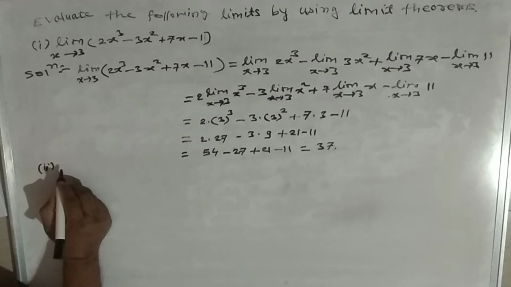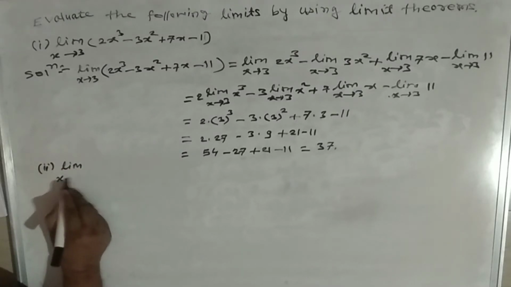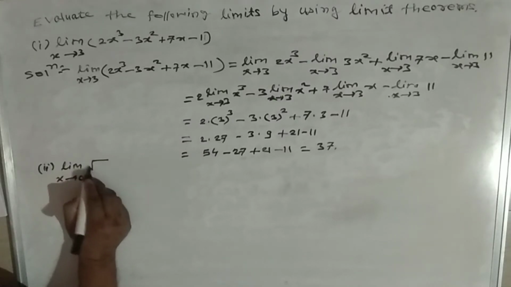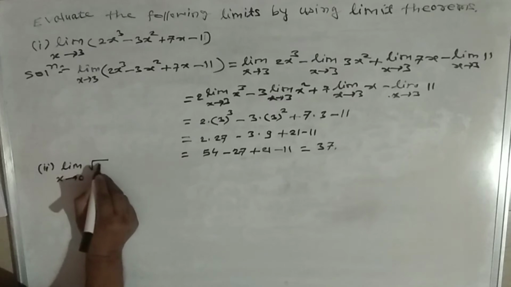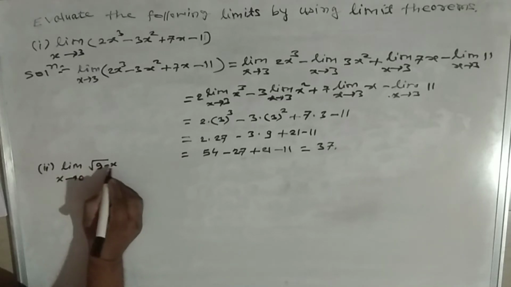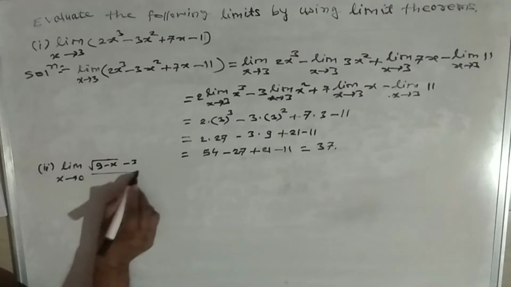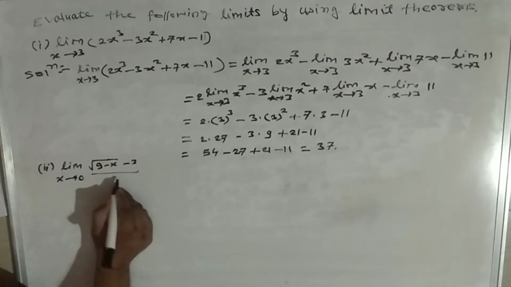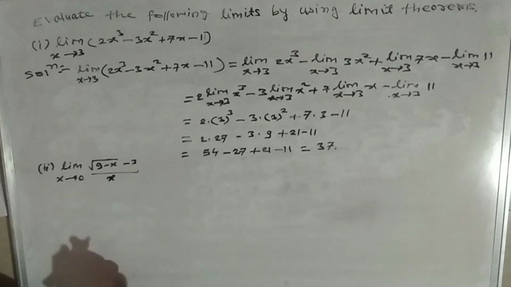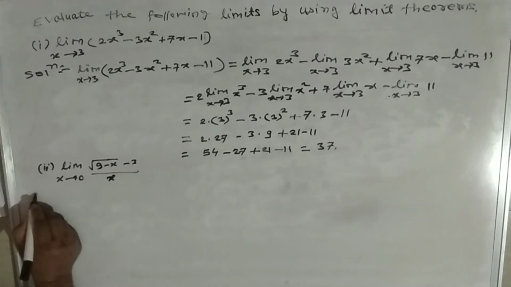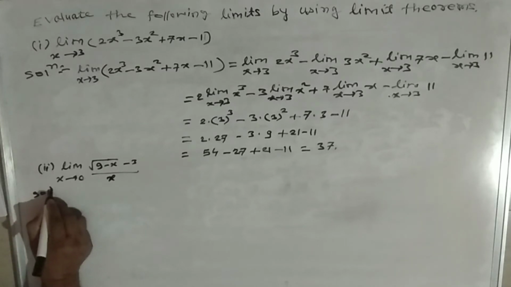Limit of a function as x tends to 0 of root 9 minus x minus 3 divided by x. So we'll see the solution of this problem. This is also a very easy problem.